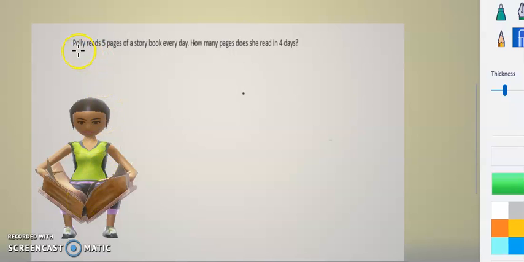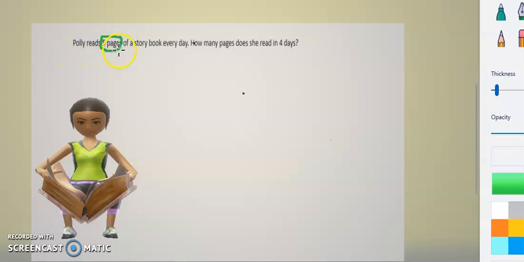So let's go back to this sentence. Polly reads 5 pages of a storybook every day. Now I understand what that means, but I want to take the important information out of this sentence. What's important for me is 5 pages. So I'm going to go ahead and circle 5 pages, right? So 5 pages is important. I'm going to circle 5 pages.